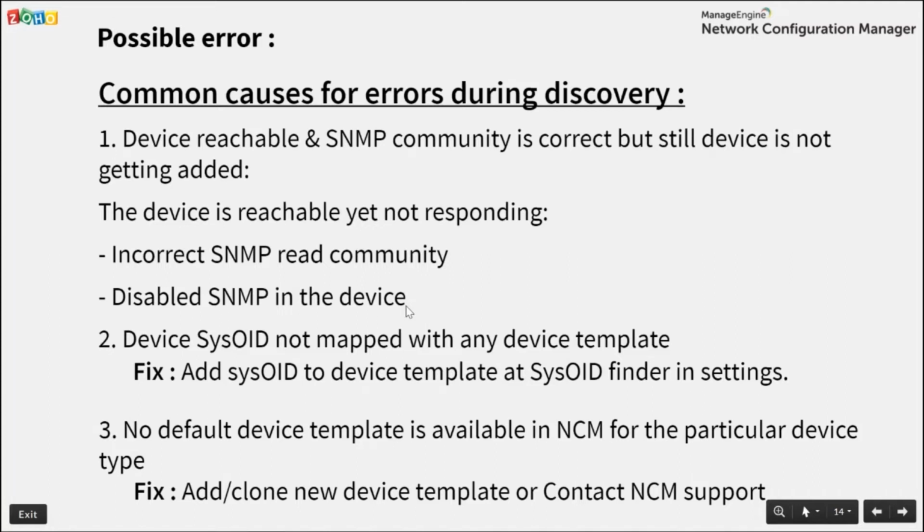Or it could be due to the device's sysobject ID not being mapped with any device template. To fix this, you have to go to the device template and add the sysobject ID there. I'll be showing you how to do that when we talk about device templates. Or it could be due to the reason that no default device template is available in NCM for that particular device. Again, you can create a new device template, or you can just clone an existing device template and make slight modifications to that. If you're finding all of this really difficult to do, you can always contact NCM support.